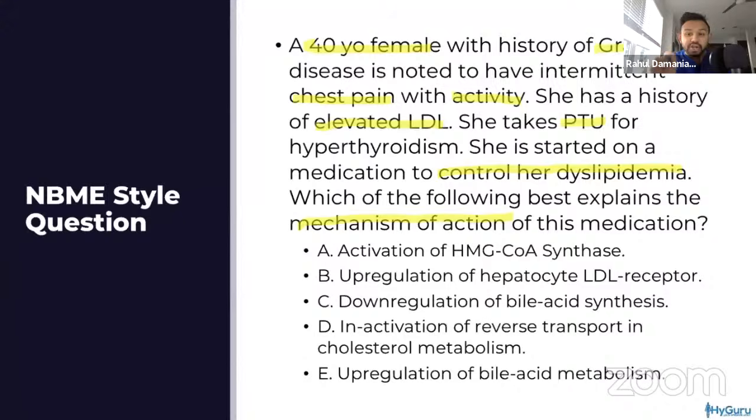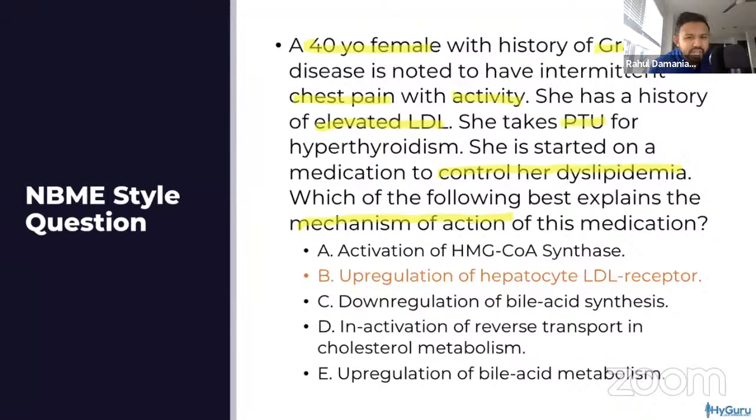And what I want to do is give you a very important learning point. Yes, this patient has started on a statin. You're absolutely correct. But statins inhibit HMG-CoA reductase, not HMG-CoA synthase. In fact, the answer here is going to be upregulation of the hepatocyte LDL receptor. This is exactly what statins do.